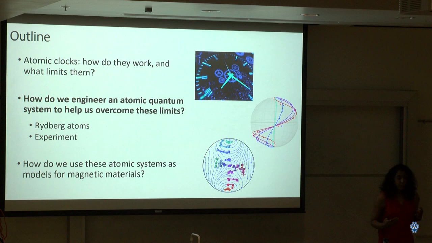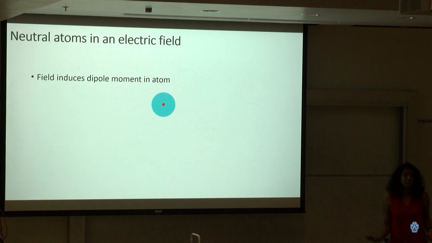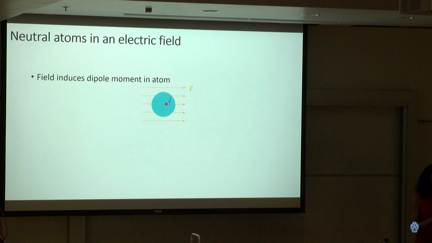So how do we actually engineer an atomic quantum system that lets us do this? How do we engineer interactions? Well, let's start at the very beginning with neutral atoms, right? Actually, not even neutral atoms. Let's say neutral atom, singular. You have some neutral atom by its lonesome, and it's hanging out, and suddenly it feels an electric field. Your atom is some negatively charged cloud that surrounds a positively charged nucleus, right? So your electric field is going to induce a dipole moment in that atom. It's going to separate your positive and negative charges slightly.